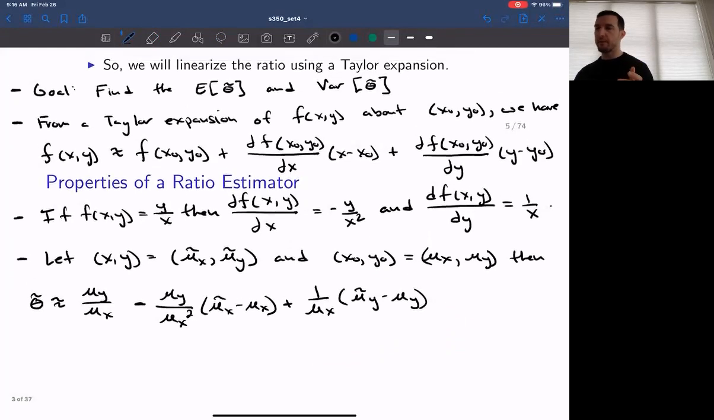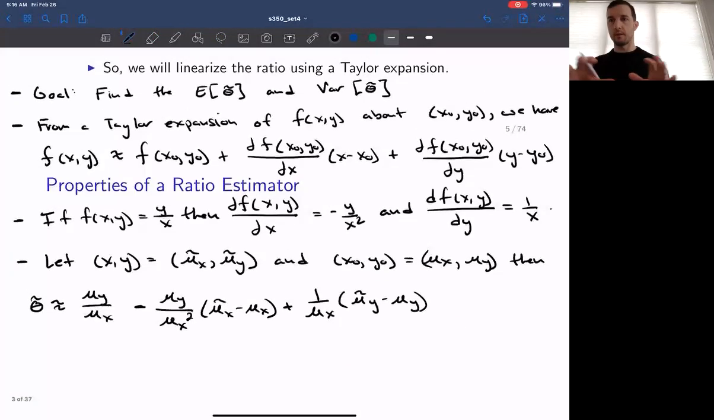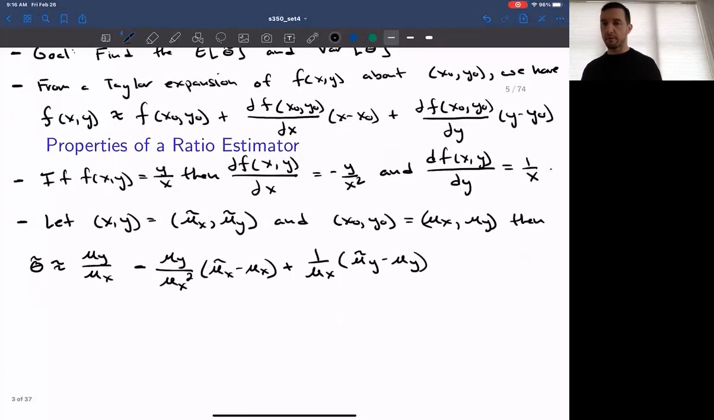Okay, so now what we've basically done is we've taken this general Taylor form about the point x0, y0. We've let x0, y0 be the parameters that are of interest to us, and we let x and y be the estimators. Now what we've derived is an expression for theta tilde. So what we're going to do with this expression is take the expected value of this term to find the properties of the estimator.